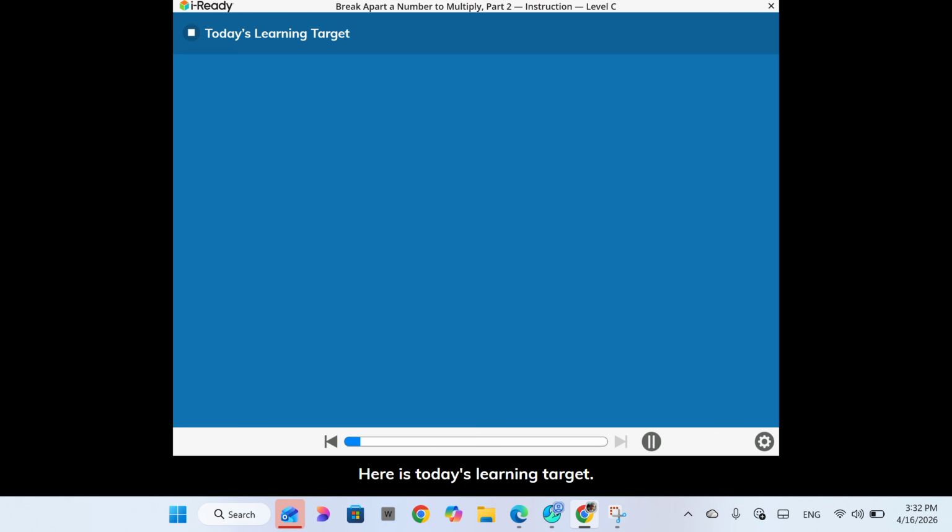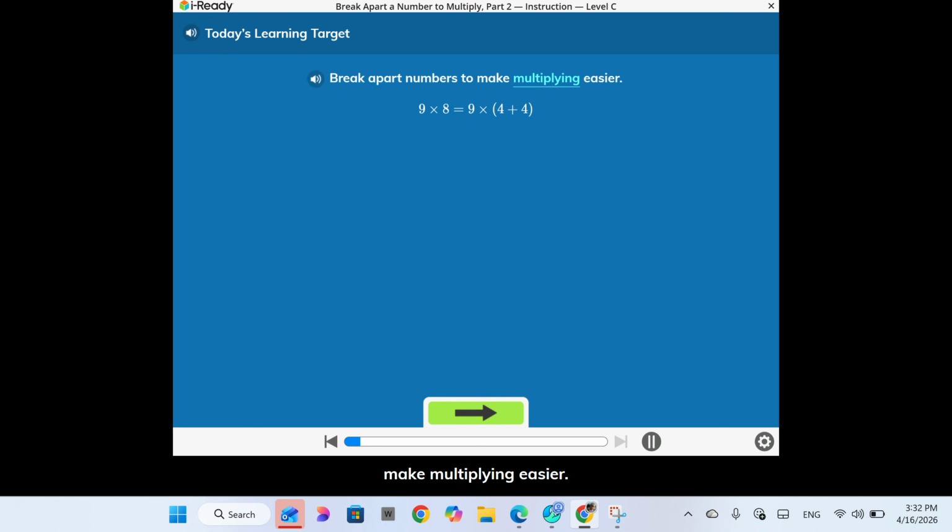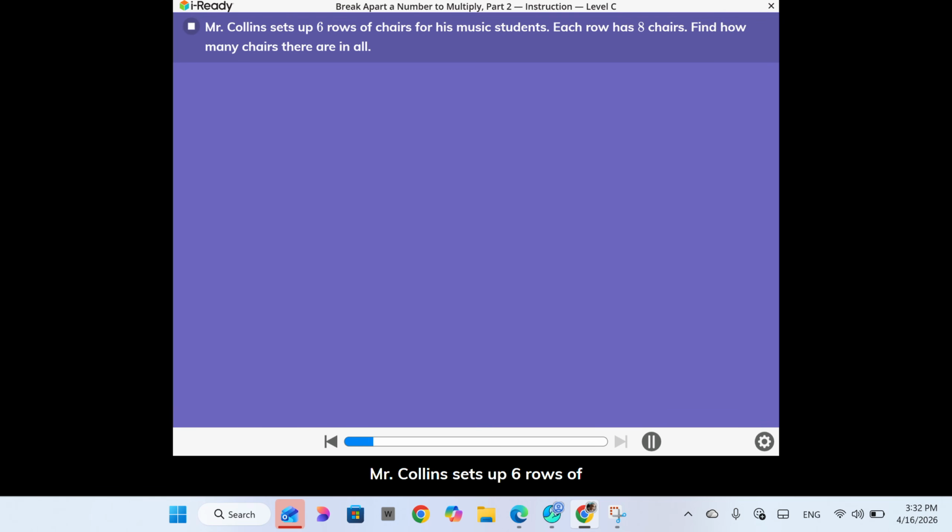Here is today's learning target. Break apart numbers to make multiplying easier. Mr. Collins sets up 6 rows of chairs for his music students. Each row has 8 chairs. Find how many chairs there are in all.